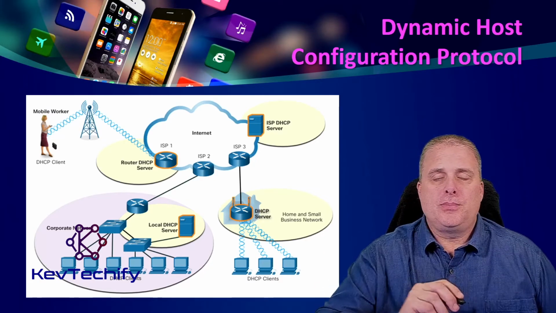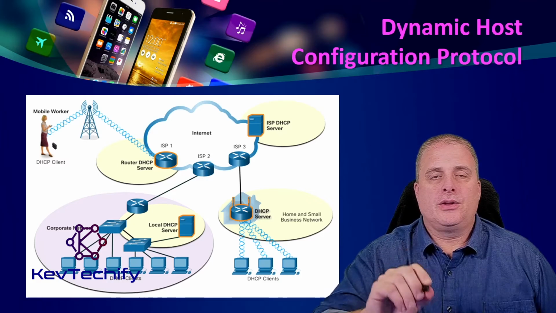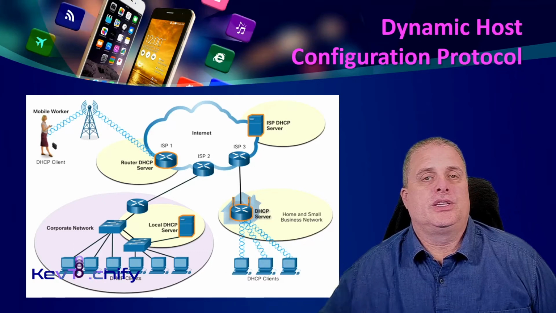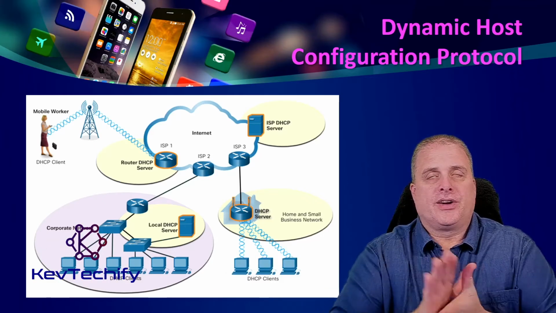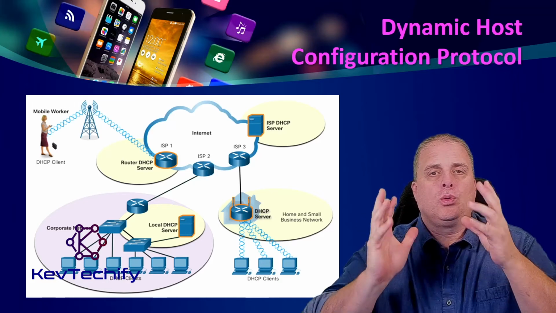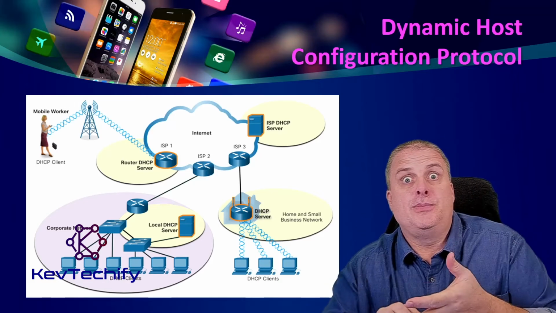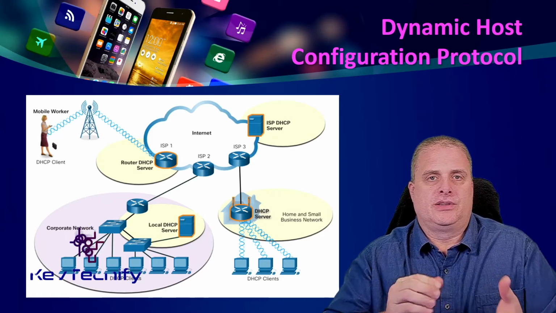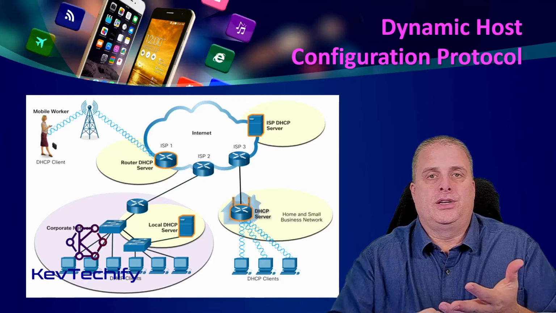Now, a lot of people use a combination of manually assigning an IP address and using DHCP to dynamically assign IP addresses. Most of the servers, the devices on your network that you don't want the address to change, that would be your servers, your DHCP servers specifically, any of your web servers, your database servers, your default gateways, your printers.